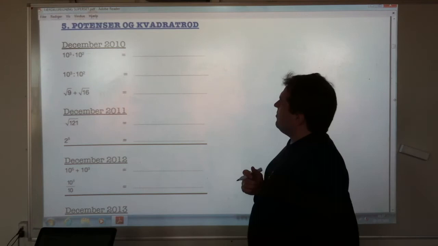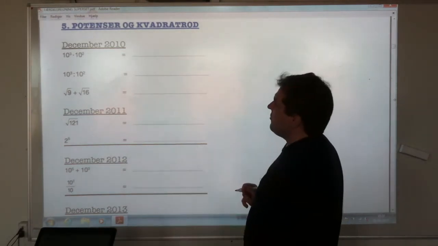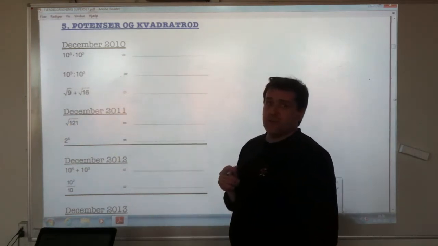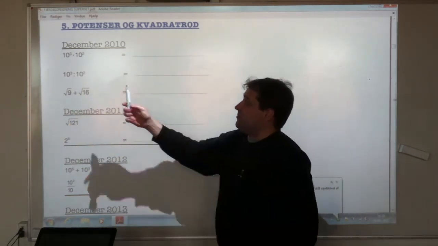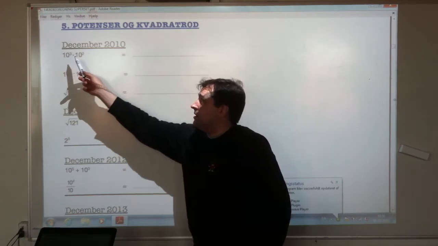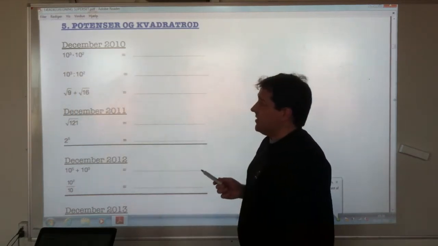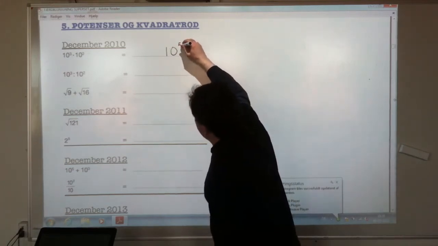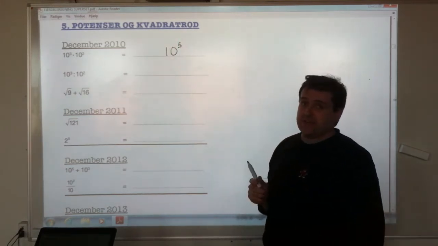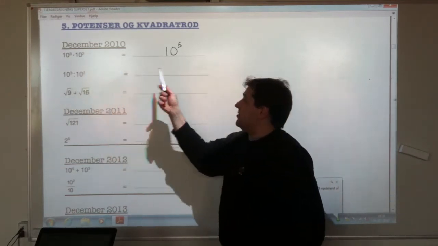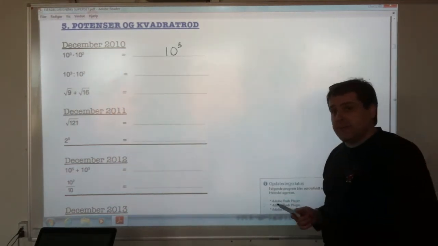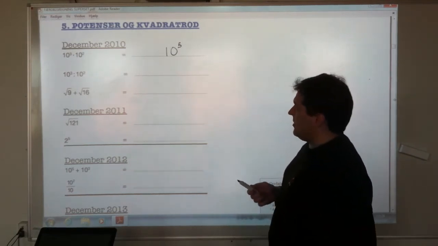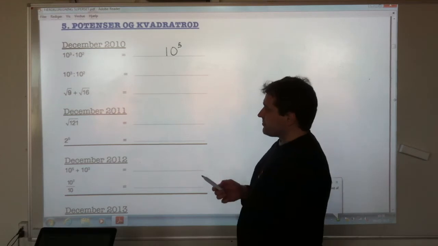Okay, section 5 is all about powers and square roots. And the first question is 10 to the 3 times 10 to the 2. Now you just need to remember that if you're multiplying powers of the same thing, so powers of 10 in this case, then the rule is add the powers. So the answer that gets you the marks is 10 to the 5, because 3 plus 2 is 5, and you add the powers. It's not about working out a number with loads and loads of zeros. You get the marks for 10 to the 5.